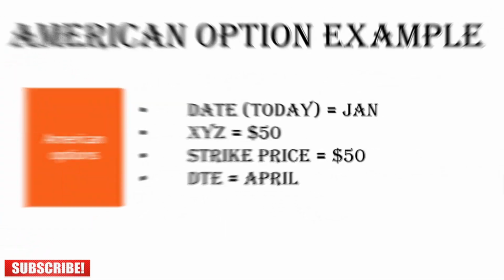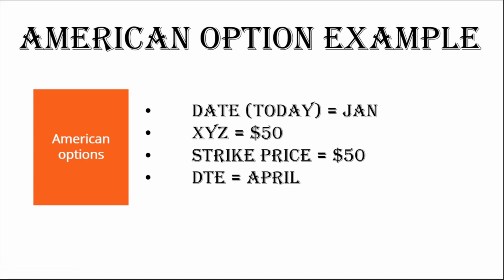For example, an investor who purchased an American call option in January knows that this option will expire in April. The exact date of the expiration is known and listed in the option contract. His option specifies that he can purchase stocks in the company XYZ for $50 per share. $50 is the option strike price, the price at which the option can be exercised. More on strike price later on during the course.